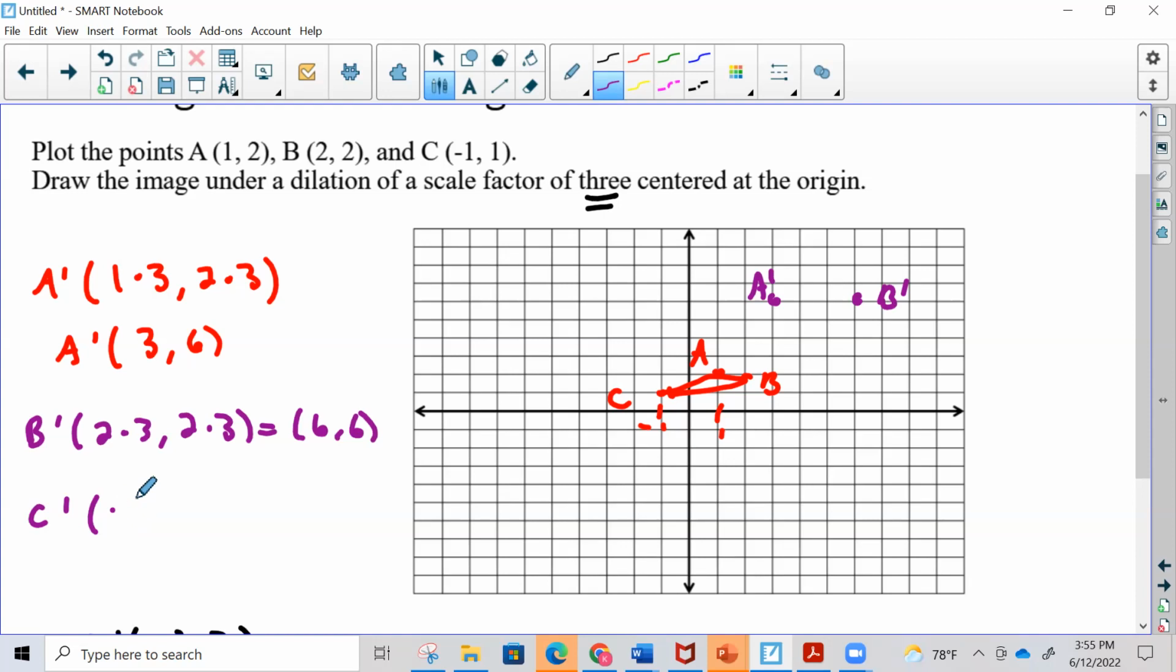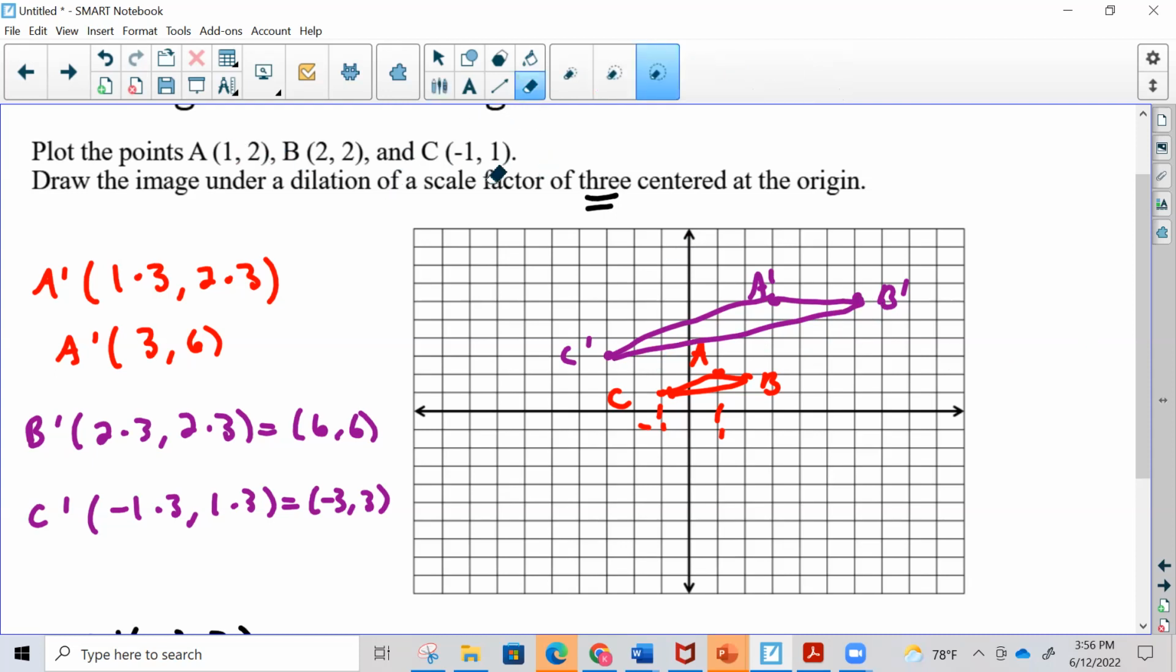And then I'm going to do negative 1 times 3 and 1 times 3. So that gives me negative 3, 3, and that's C prime. So I go to negative 3, 3. Okay, and then I can draw my triangle. And that's it dilated about the origin. So with the origin, all you have to do is multiply all of the coordinates of the points by the scale factor.